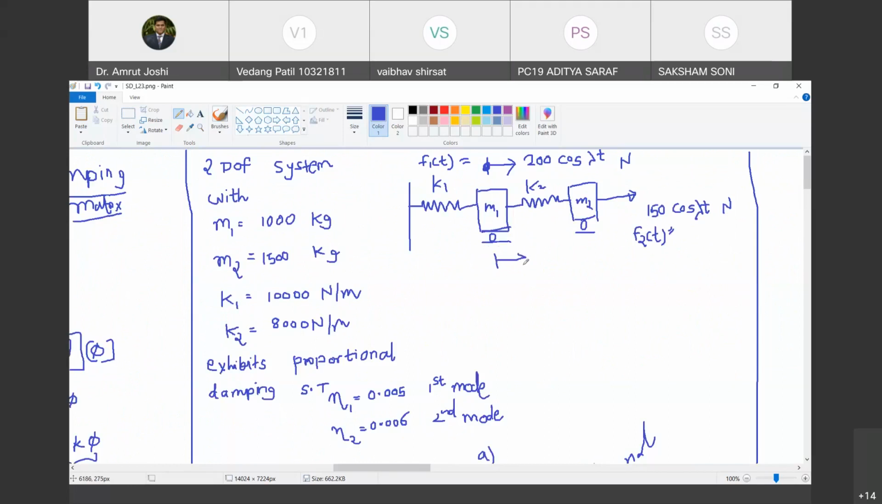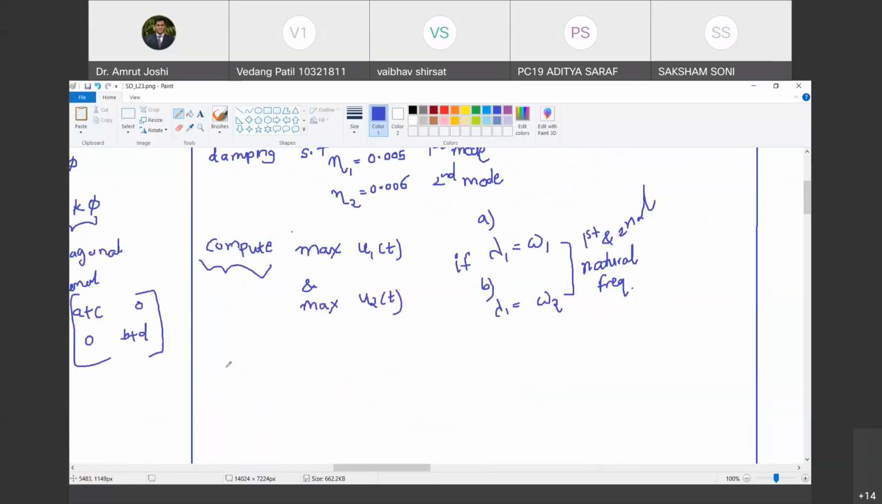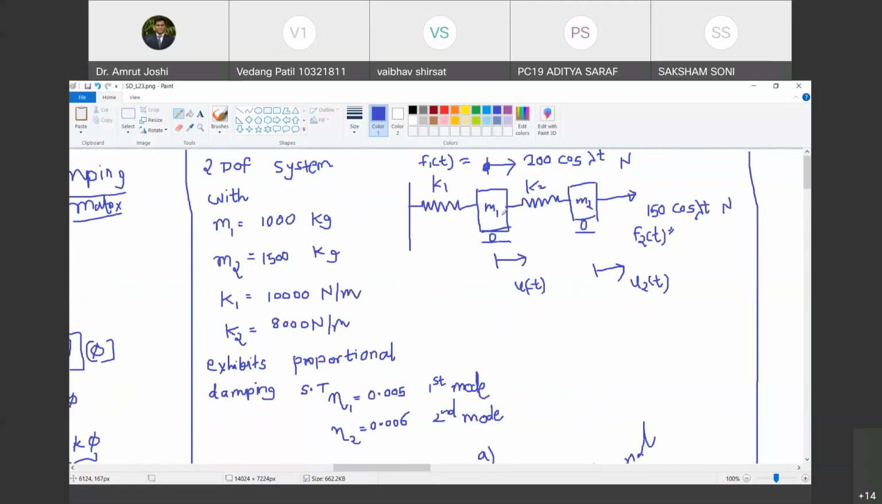Yes, sir. Where is U1 of T? U1 of T is assigned to M1 and U2 of T is assigned to M2. Do you agree with me? Right. These are the displacements of M1 and M2 in x direction at a given instant of time T. Now, K1 is between ground and M1, and the ground is not moving at all. So the force in spring K1 will be proportional to U1 of T. Do you agree with me? Yes, sir. So directly, first see which springs are assigned to M1. What are the springs assigned to M1? K1 and K2. Do you agree with me?